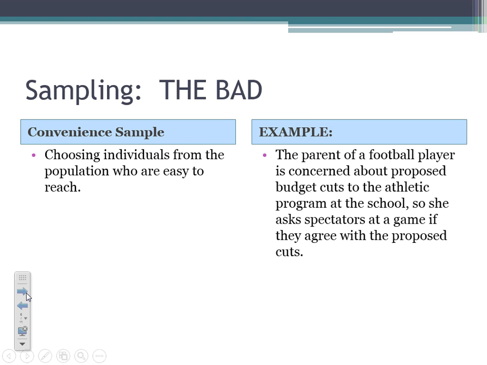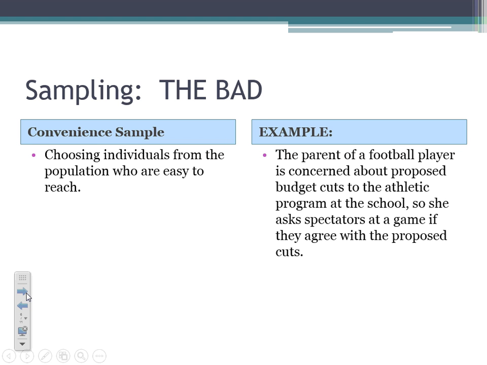Okay. Now the example that I have on the board right now is we have the parent of a football player who is concerned about proposed budget cuts to the athletic program at the school. So she asks spectators at a game if they agree with the proposed cuts. All right, so she is collecting data. She hasn't collected the data of all parents involved in the school program, right? She's just selected a sample of them. But think about the bias that would be present if this is her data collection method.